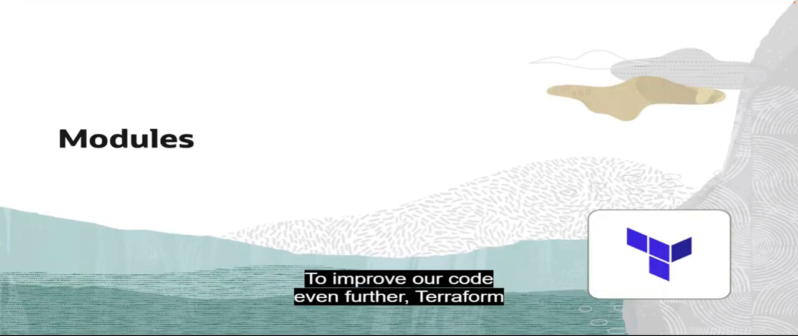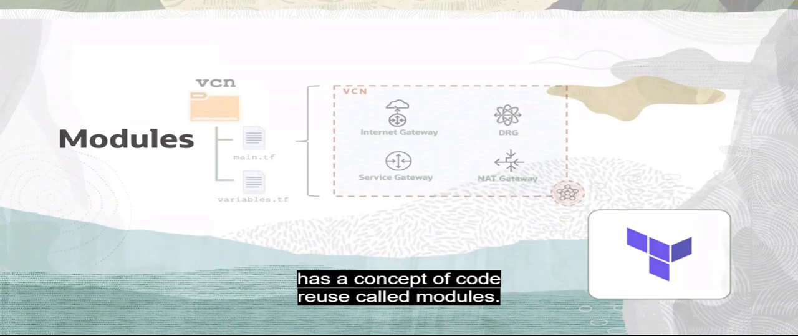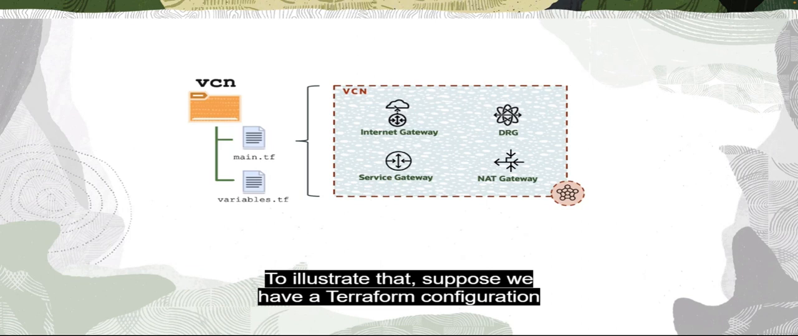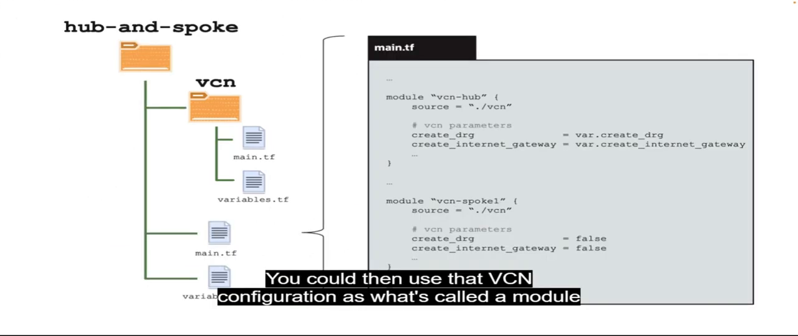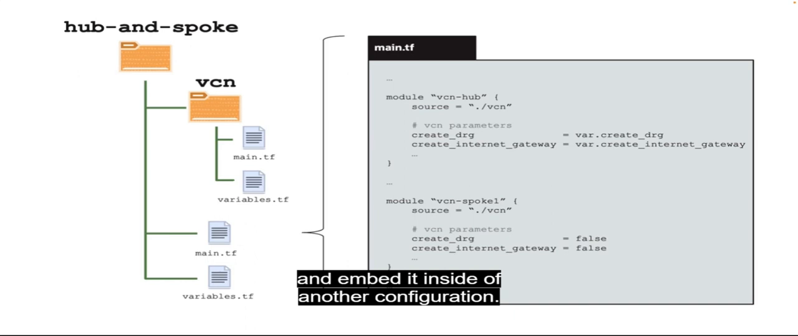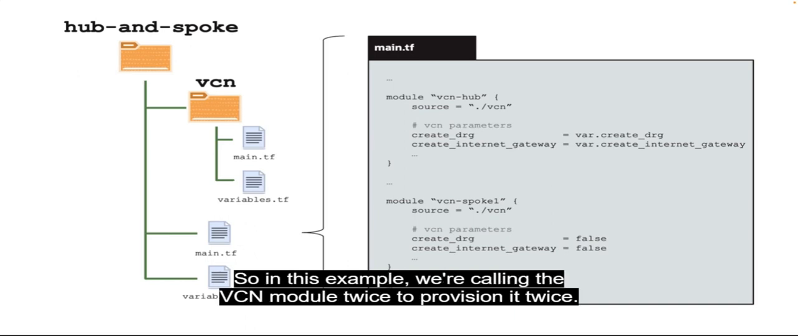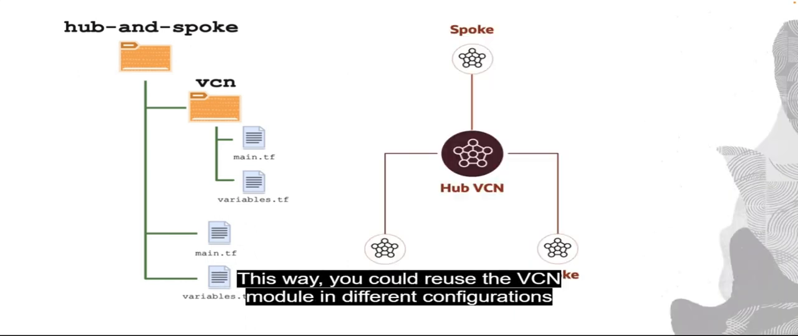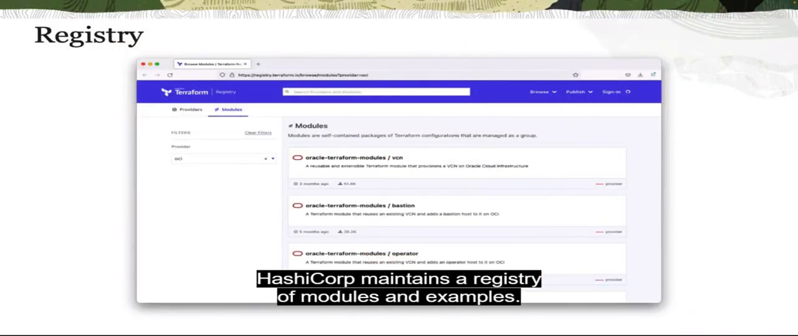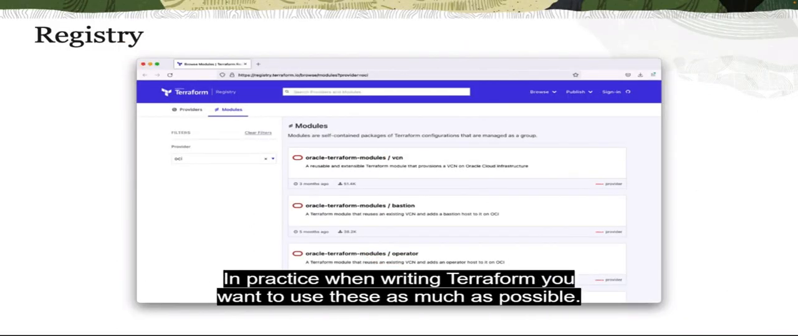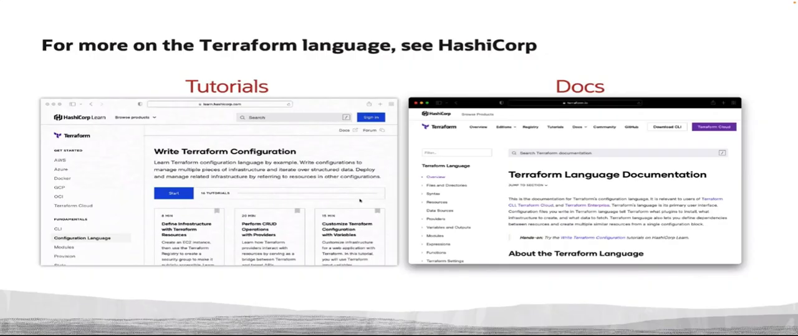To improve our code even further, Terraform has a concept of code reuse called modules. To illustrate that, suppose we have a Terraform configuration for a VCN and related resources. You could then use that VCN configuration as what's called a module and embed it inside of another configuration. So in this example, we're calling the VCN module twice to provision it twice. This way, you could reuse the VCN module in different configurations to construct a hub-and-spoke network topology, for example. You could then use the hub-and-spoke configuration as a module in an even larger application, and so on. HashiCorp maintains a registry of modules and examples. In practice, when writing Terraform, you want to use these as much as possible.